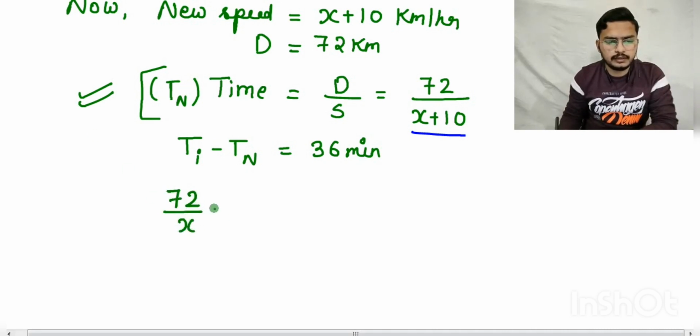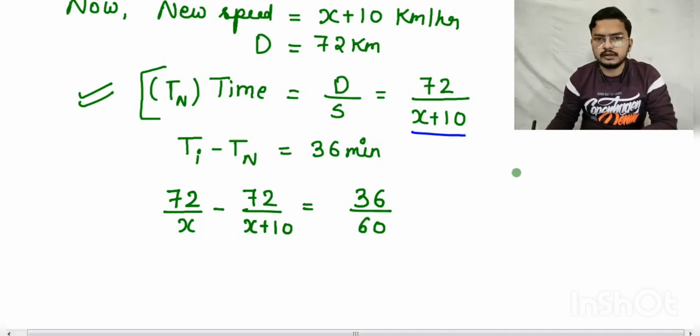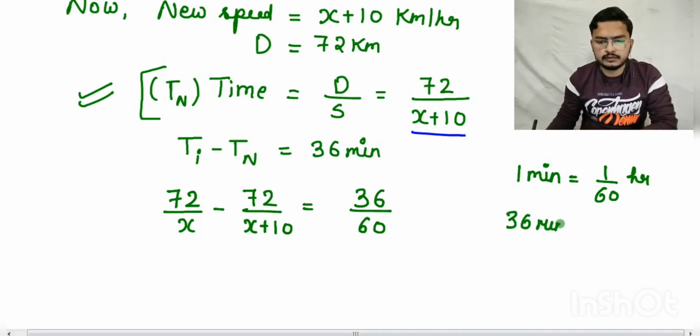The time value is 72 by x, and the new time value is 72 by x plus 10, and that is 36, but it is in minutes, so we have to change it into hours. So 36 by 60, because you all know that 1 minute is 1 by 60 hours, right? So 36 minutes is 36 by 60 hours, right?